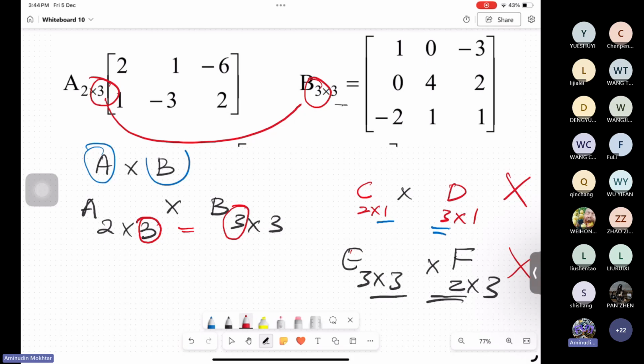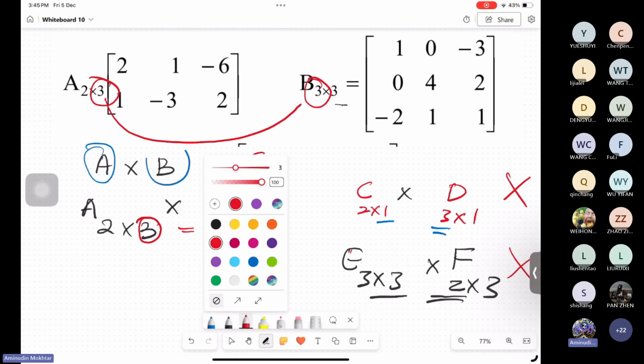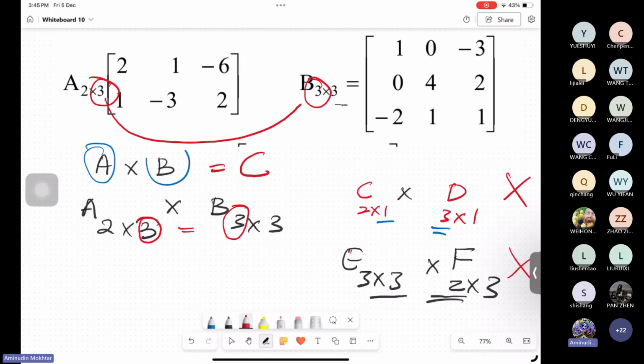What is the size of the product A times B, let's say we have C equal to AB? What is the size of C? The number of rows in matrix C will equal the number of rows of the first matrix. The number of columns of C must equal the number of columns of the second matrix.